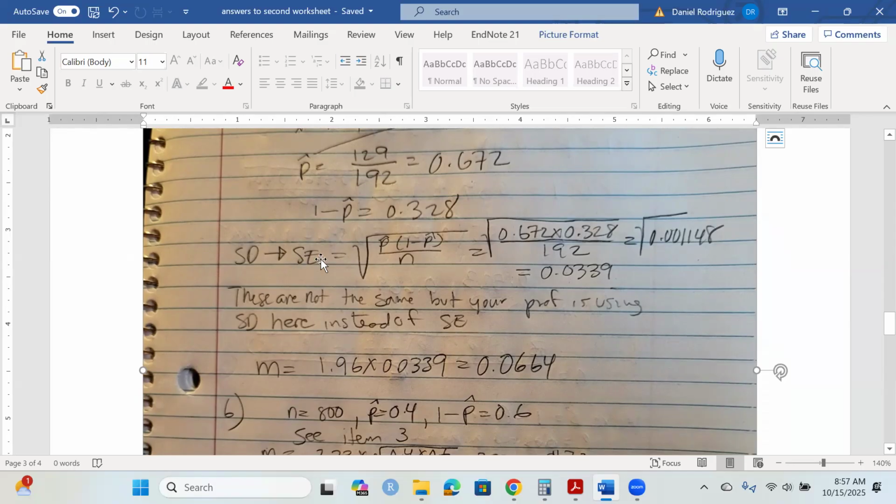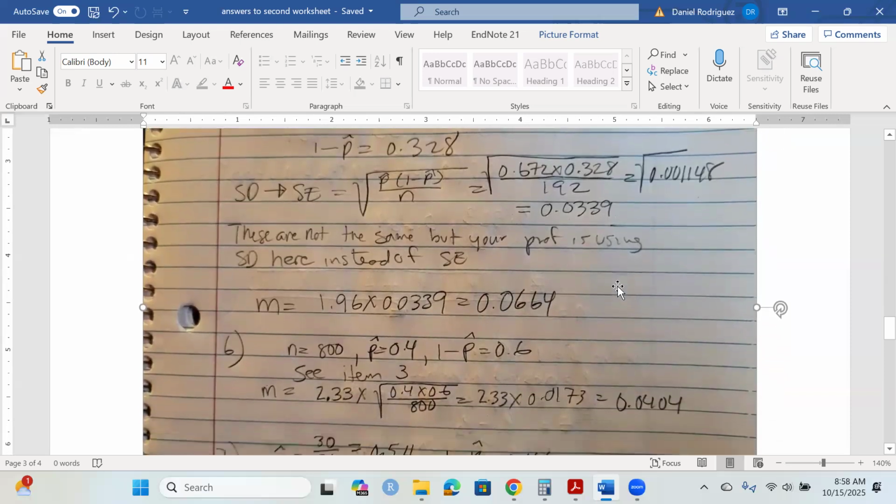So notice here I wrote standard deviation as the standard error. There are times when you do use the standard deviation as the standard error, like some method that I use for intra-rater reliability. In that case, it's okay because I'm doing one person, right? But when we're using a sample from a population, we really want to use the true standard error. But here we're using standard deviation as an estimate of the standard error. So we have p-hat times 1 minus p-hat over n. Again, the hats mean estimates. So 0.672 times 0.328 divided by 192, take the square root, and we get 0.0339.